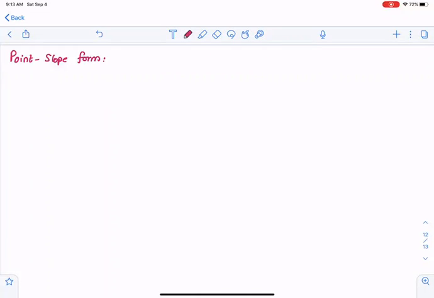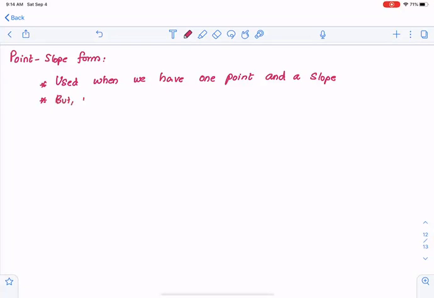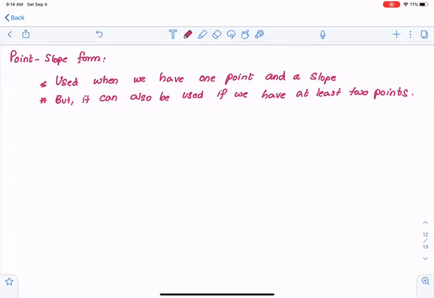The point slope form of a line. This is the case that arises when we have one point, most commonly that's when we use it, but we can also use this if we have at least 2 points. So let's start with this simple case where we have 1 point and a slope.